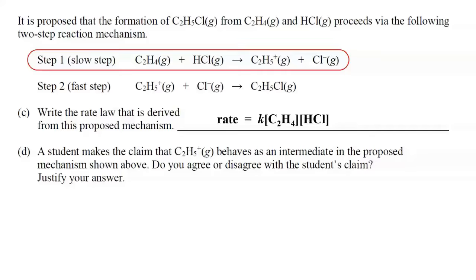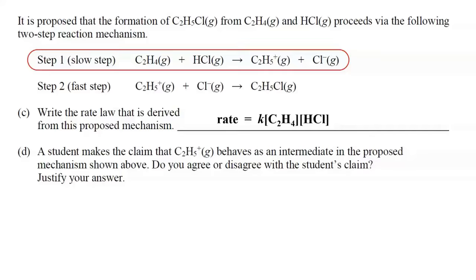Part D, a student makes the claim that the ion C2H5+ behaves as an intermediate in the proposed mechanism shown above. Do you agree or disagree with the student's claim? Justify your answer. Remember that a catalyst, which is different than an intermediate, would be added at the beginning of the reaction as a reactant and then eventually produced as a product in a later step of the mechanism. But what we have here is in fact an intermediate.